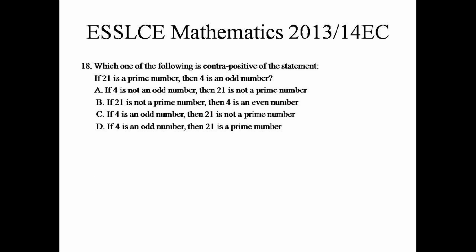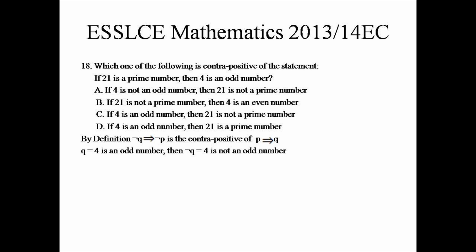Question number 18. Which one of the following is the contrapositive of the statement: if 21 is a prime number, then 4 is an odd number? By definition, negation of Q implies negation of P is the contrapositive of P implies Q. From the statement, 4 is an odd number represents Q. So negation of Q is 4 is not an odd number. P represents the sentence 21 is a prime number. Then negation of P is 21 is not a prime number.